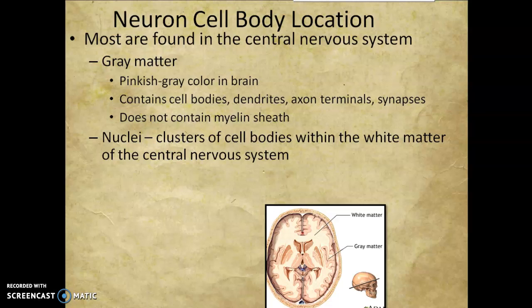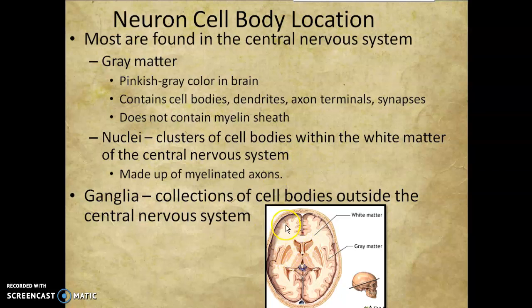You're also going to see the nuclei, which are clusters of cell bodies within the central nervous system, so you don't just have gray matter. Inside of the gray matter, you're also going to have white matter, which you can look at in this diagram down here. The pinkish gray color is usually just on the outside of the brain and within the folds. The white matter is actually the innermost part. They're named after this because they truly do look that pinkish gray color and white.